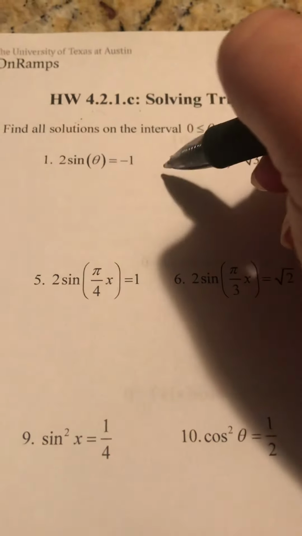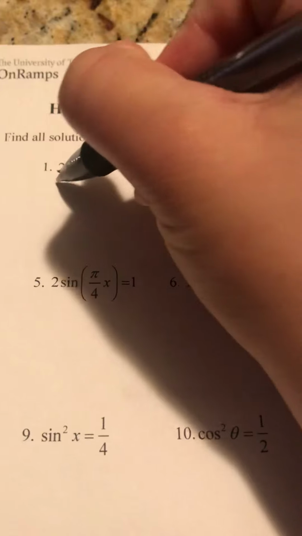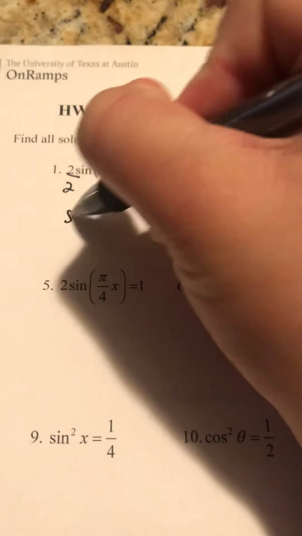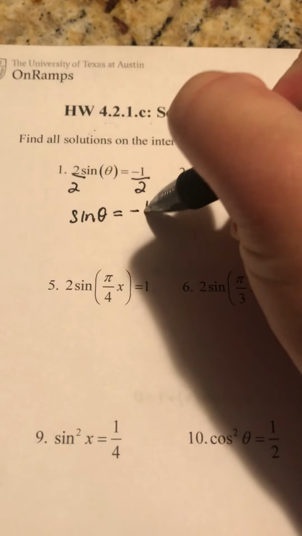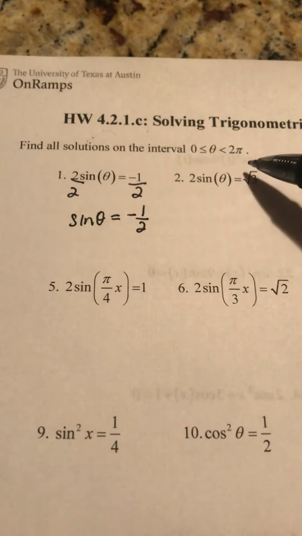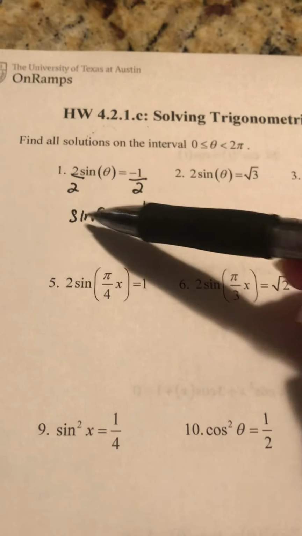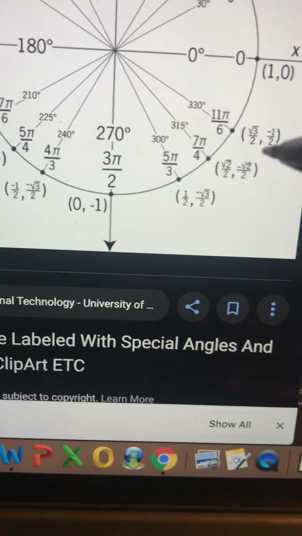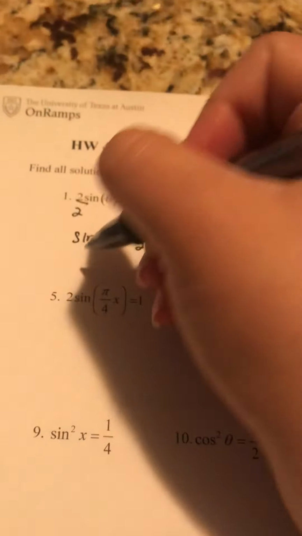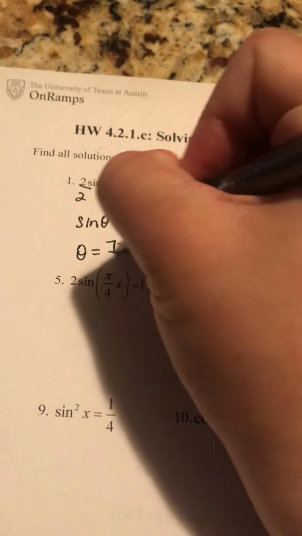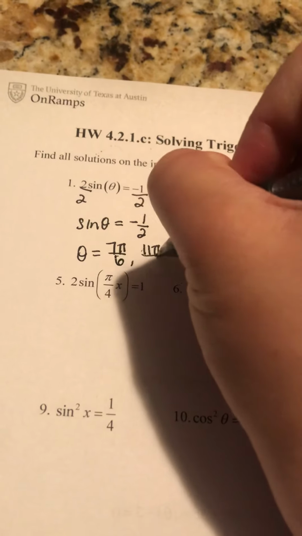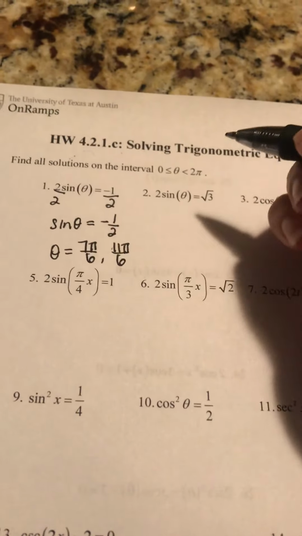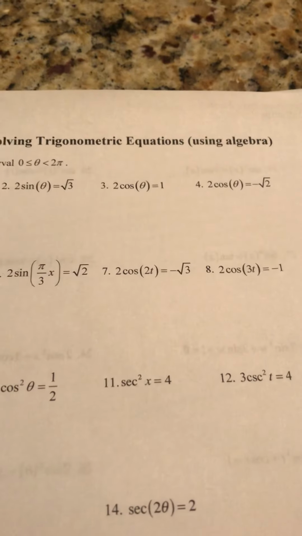So what I'm going to do is solve, meaning I've got to get sine of theta by itself. How would you do that? You should divide both sides by 2. So sine of theta equals -1/2. We have to figure out where on the unit circle sine, which remember is the y coordinate, is -1/2. Looking at my unit circle, the y coordinate is -1/2 at 7 pi over 6 and 11 pi over 6. So theta equals 7 pi over 6 and 11 pi over 6. That's my answer.